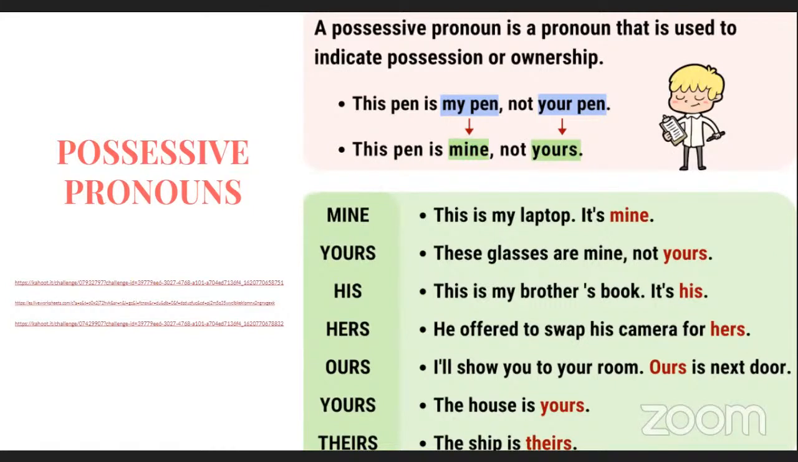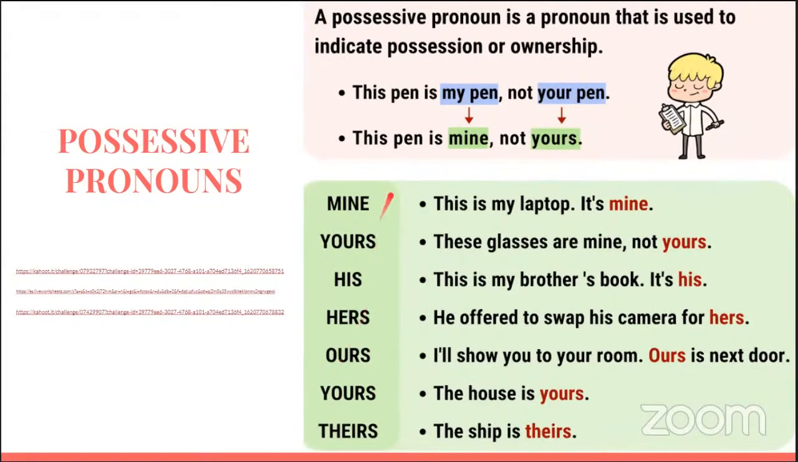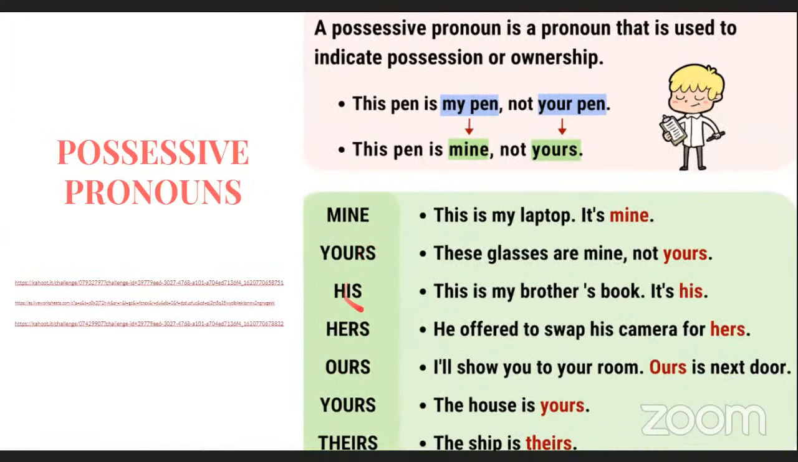And we have here, from my is mine, from your is yours, from his is his, the same, from her is hers, from our is ours, and from your is yours, and their, theirs. The only difference between possessive adjectives and possessive pronouns is basically that these ones are going to be ending in an S, as you see here, right?